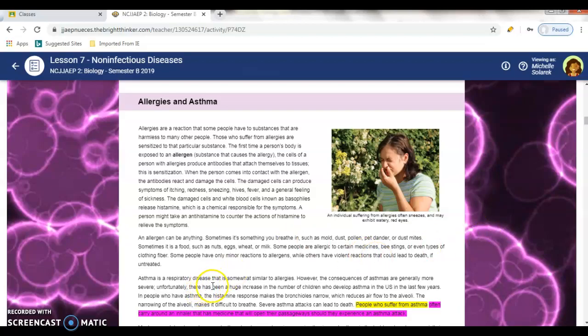Asthma is a respiratory disease that is somewhat similar to allergies. However, the consequences of asthma are generally more severe, and the development of asthma has actually increased in the last few years. And severe asthma attacks can lead to death. People who suffer from asthma often carry around an inhaler that has medicine that will often open their passageway should they experience an asthma attack.